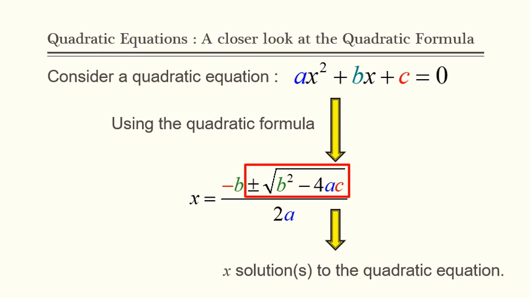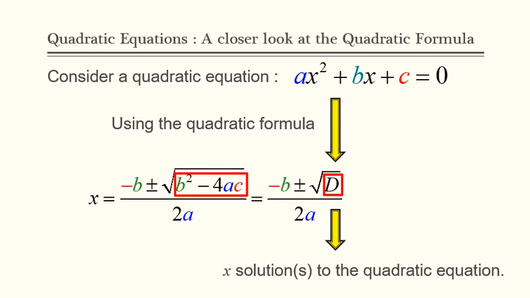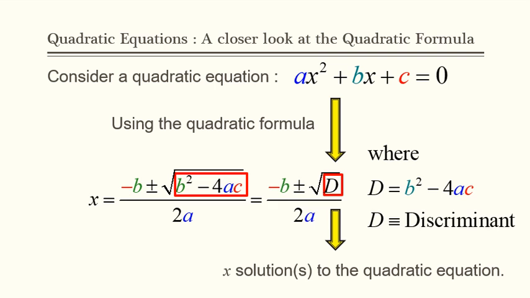Zoom into the part of the formula where we have plus minus square root of b squared minus 4ac. Depending on what values this part of the formula evaluates to be, we can get different number of x solutions. In fact, to simplify the analysis, let us look at the expression under the square root sign. Let us label that expression as d, where d equals b squared minus 4ac. We shall call d the discriminant in the quadratic formula.